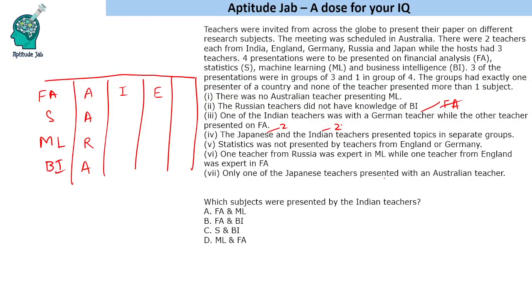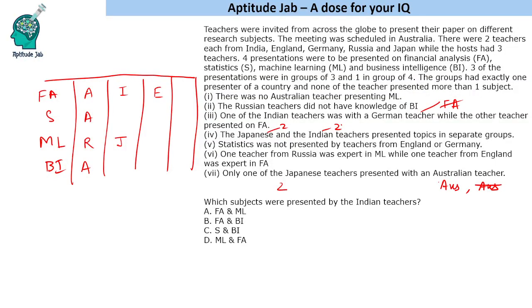Only one of the Japanese teachers presented with an Australian teacher. Now only one Japanese was with an Australian teacher. What does this mean? There are two Japanese teachers, right? One with an Australian teacher, one without an Australian. Without an Australian you have machine learning, so a Japanese teacher would be present here. Because one is with an Australian and one without, a Japanese teacher will be present in this case.